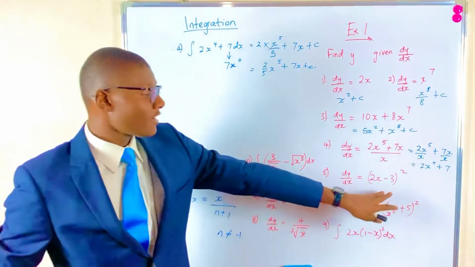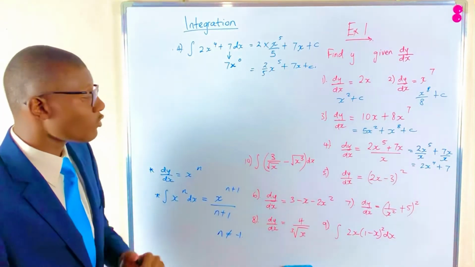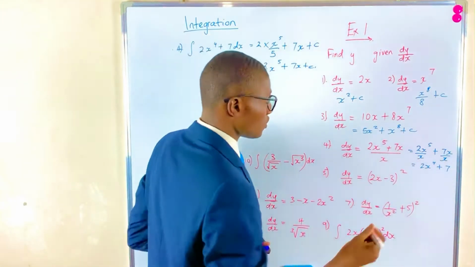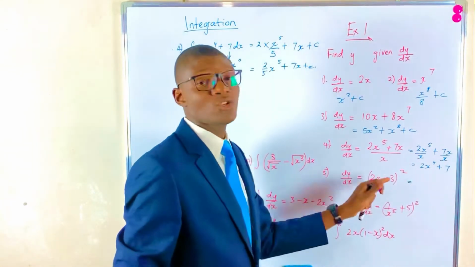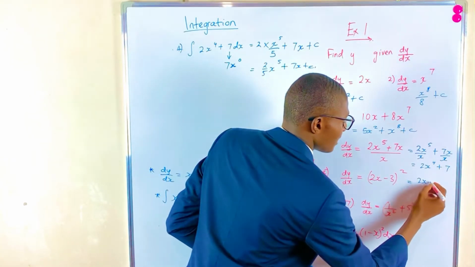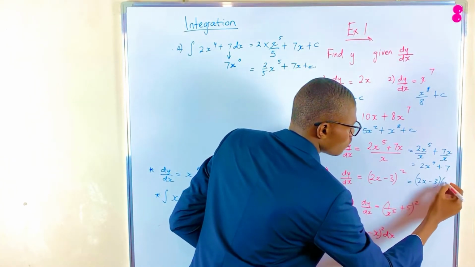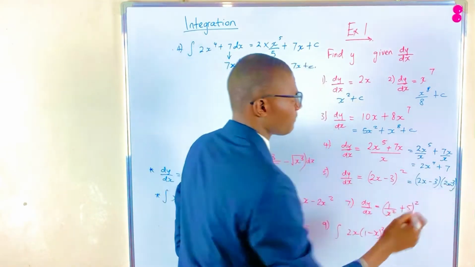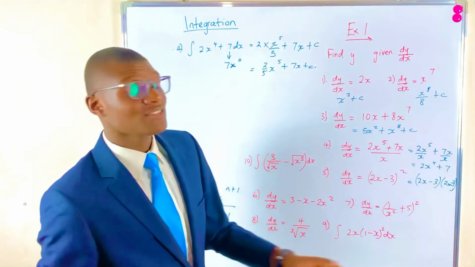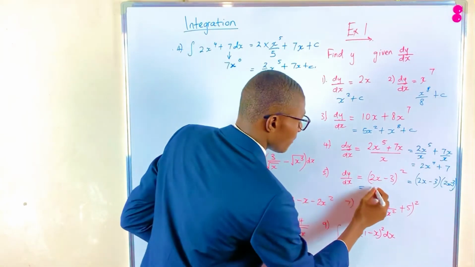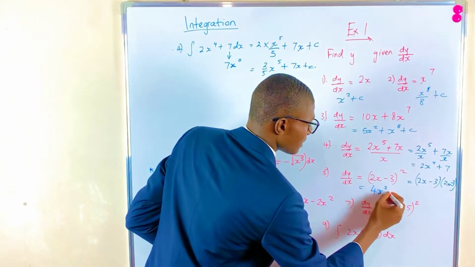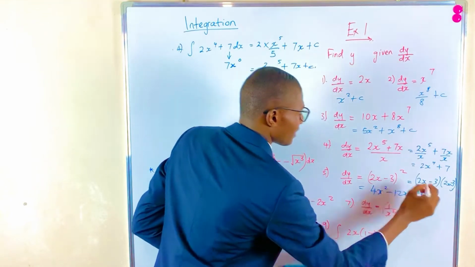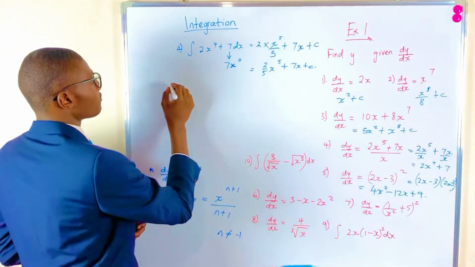Then for number 5, from what we've talked about so far, we have to expand, because we know that 2x minus 3 squared is the same as 2x minus 3 times 2x minus 3, with the bracket there. So let's expand this first. If we expand here, we get 4x squared minus 12x plus 9. Then we can find the integral of that.